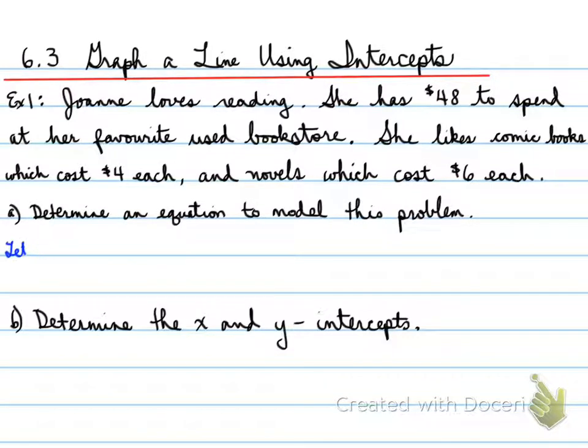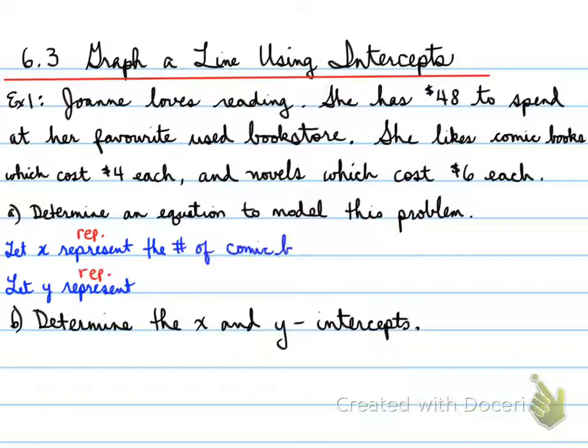So, first things first, we need to look at a word problem and be able to get an equation to model the problem. That is, we need to know how many of each type of book she's going to get. Well, we know that X represents a certain number of books. Let Y represent a certain number of other books. That is, let X represent the number of comic books. Let Y represent the number of novels.